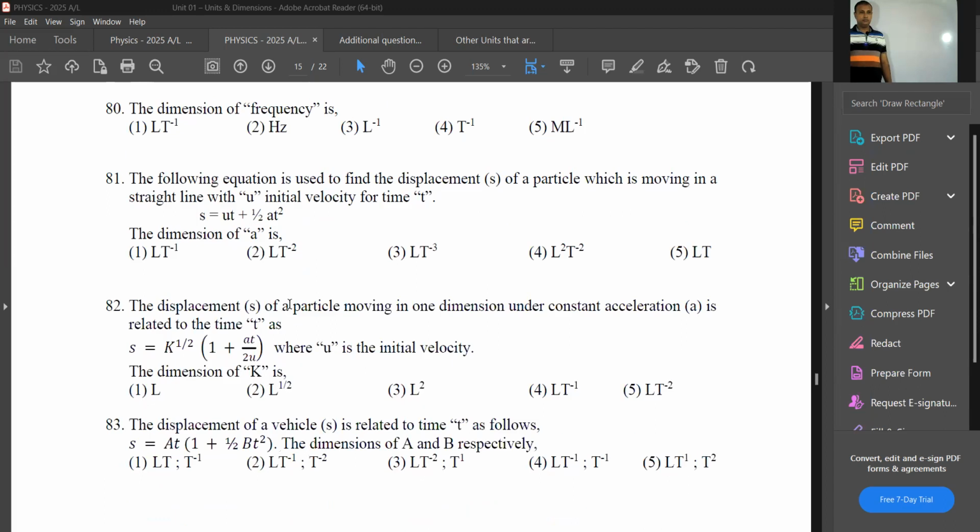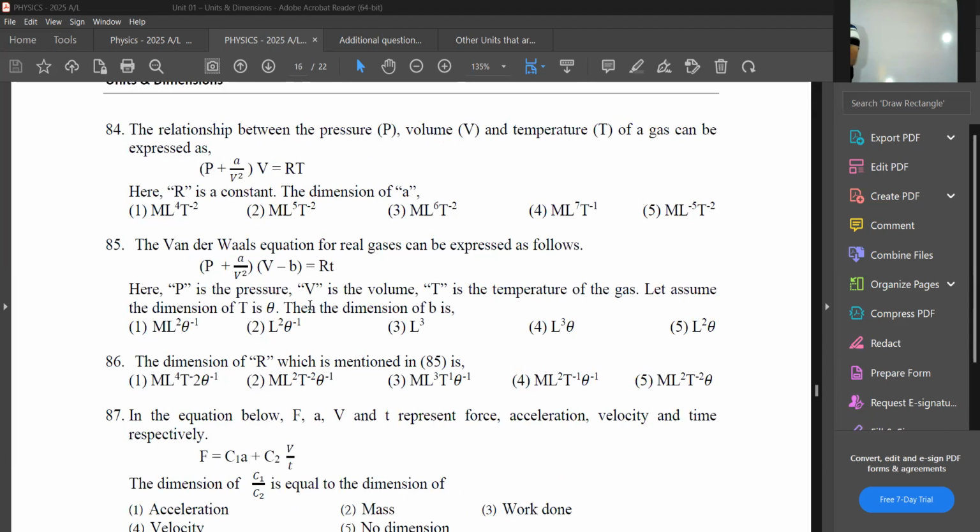84 to 90. Okay. Okay, shall we start? Question number 84. What is the answer?